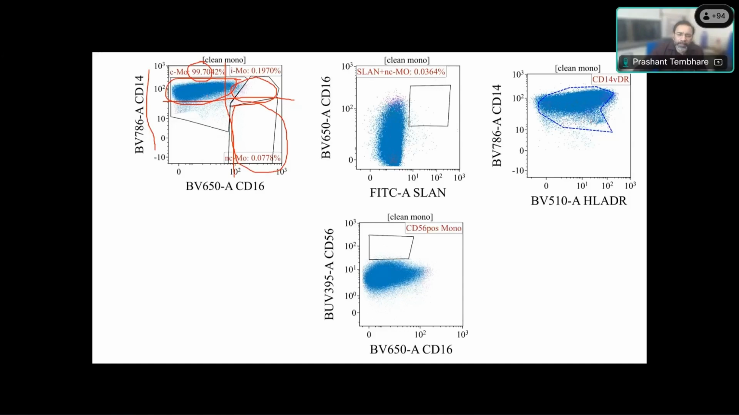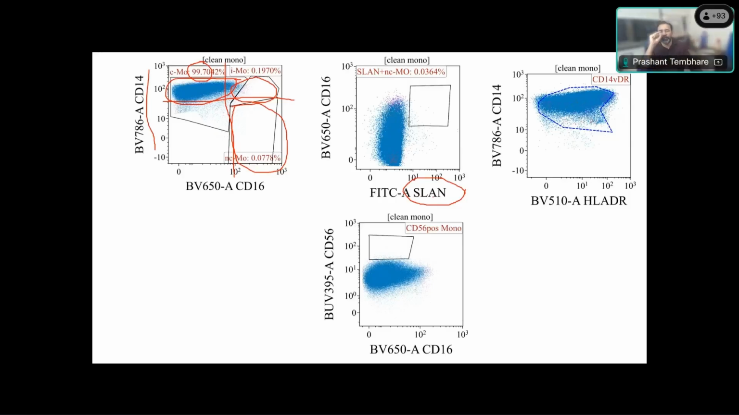The same way, the other marker which we use for the non-classical monocyte is SLAN. This SLAN is a typical marker. Normally, it is expressed in 1.7% or above of total monocytes, as SLAN positive non-classical monocytes. I'll repeat this again. SLAN positive non-classical monocytes normally are more than 1.7%.